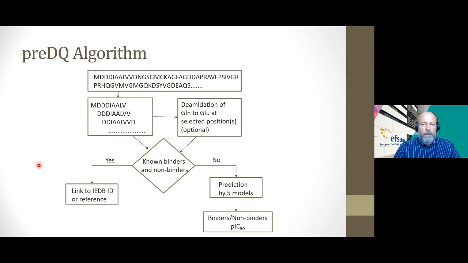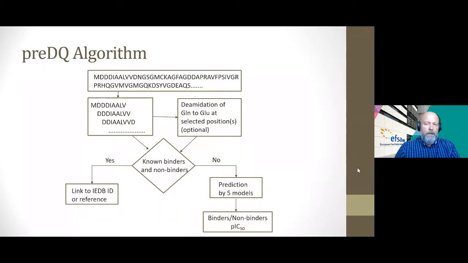So here, initially, the tested protein is presented as a set of overlapping monomers. If the amidation at a given position or positions is selected by the user, and at this position glutamine is present, it is converted to glutamic acid. This step is optional, and it depends on the user.